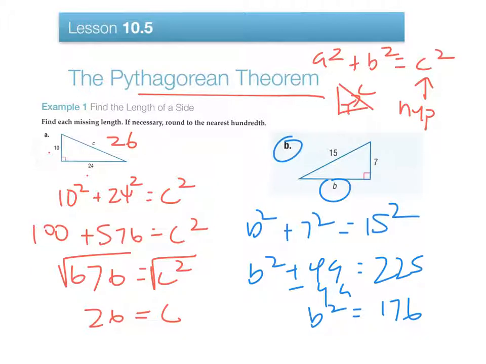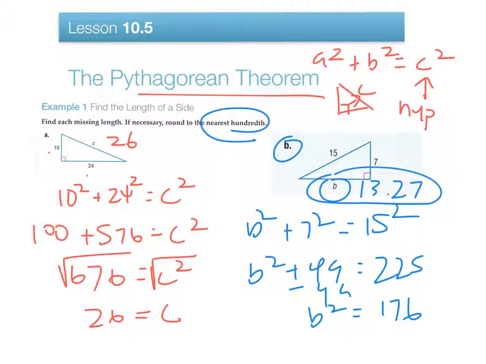And if I take the square root of 176, I get 13.26 repeating, which is 13.27 rounded to the hundredths, as our instructions say. So here's my answer. So b equals 13.27.